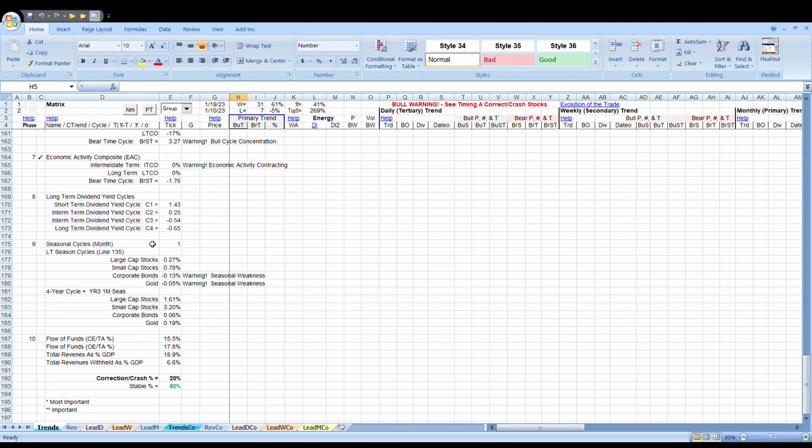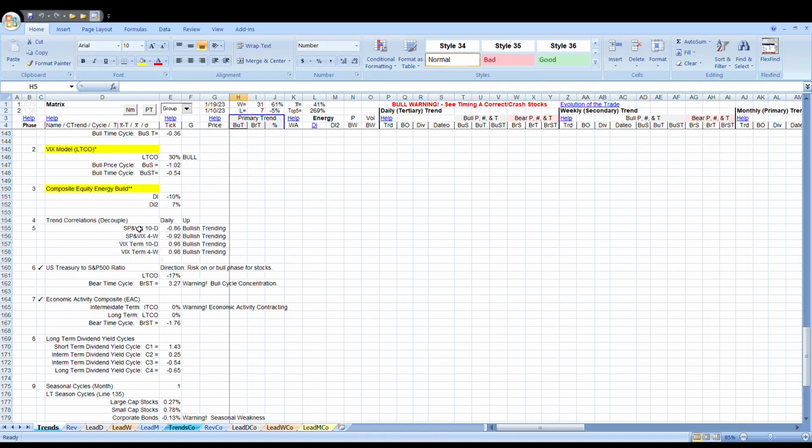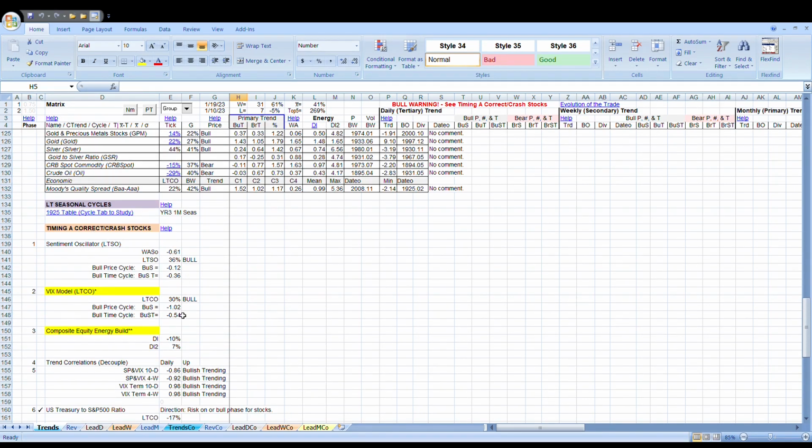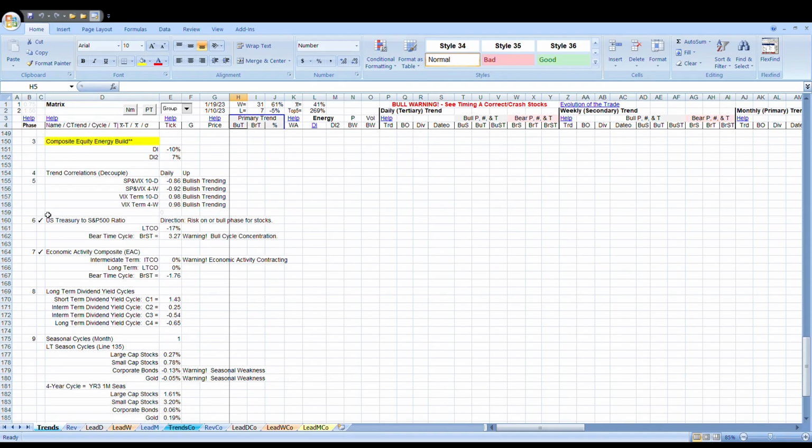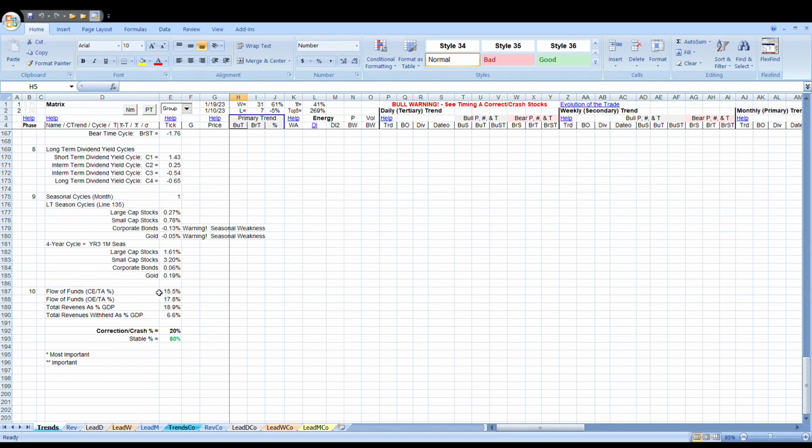But I'm going to point out again the correction and crash section. This is a timing table. This is really the computer's attempt to go over everything, and it just lays out some probabilities. The crash or correction probability is 20%. The stability is about 80. This is favorable for an economic backdrop that's improving. This is also better for the stock market. If we were heading into a bear market, these percentages would be flipped or inverted. This would be 80 and this would be 20, and it's actually quite stable and looking pretty bullish.